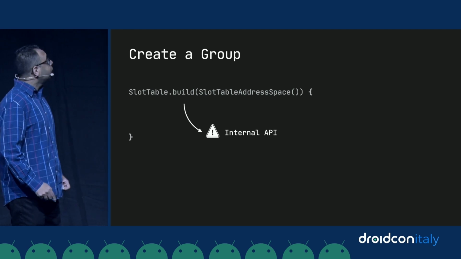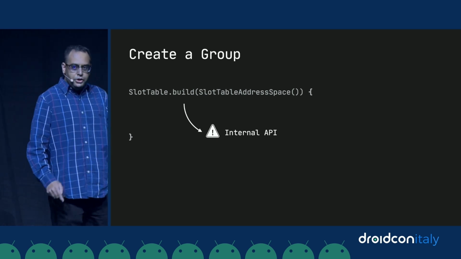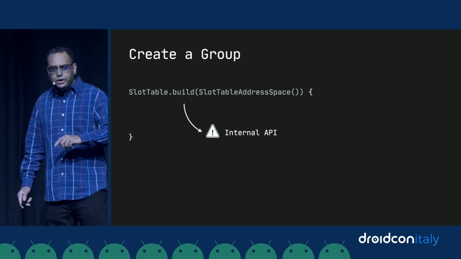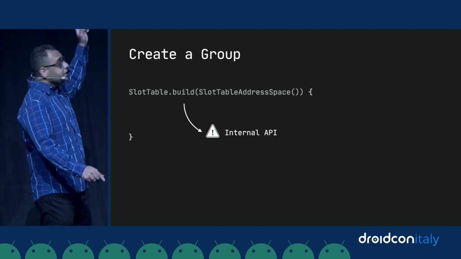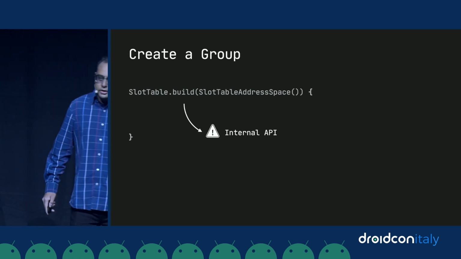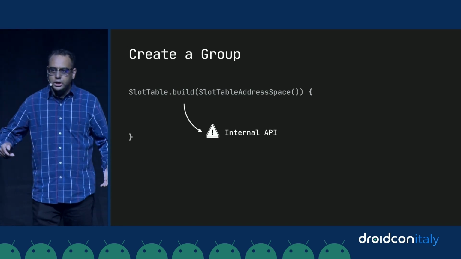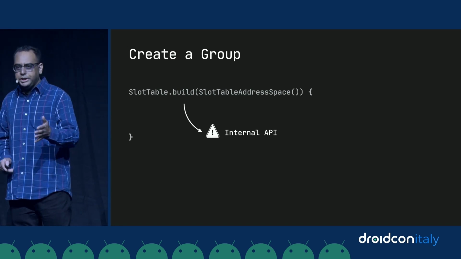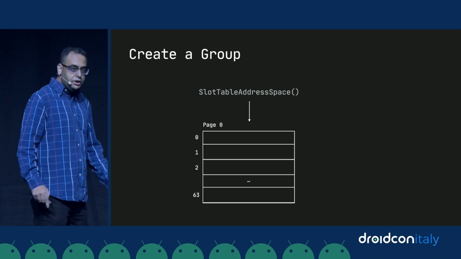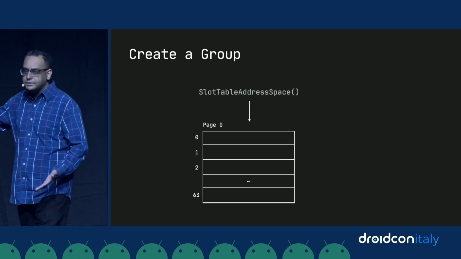So how do you go about building a slot table? When you declare a composable function in your app and you start your app, what happens? This thing gets executed. This thing right here creates a very simple empty slot table, which is a linear data structure in which it's going to store all the information about your composable functions. What happens underneath the hood is it creates a slot table with 64 slots.